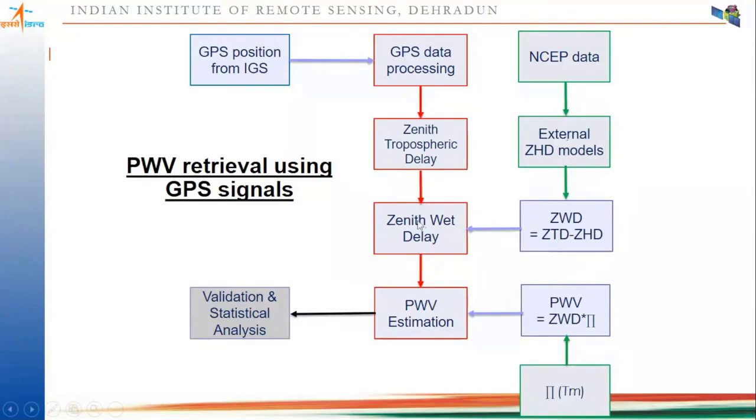Since the wet delay is because of the water vapor in the atmosphere, this zenith wet delay is further converted to PWV by multiplying by a constant which depends on the weighted mean temperature. Based on that, we can estimate the PWV. Further, this can be validated using other available sources like satellite data, ground measurements, or in situ measurements.